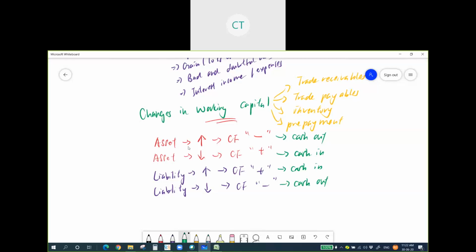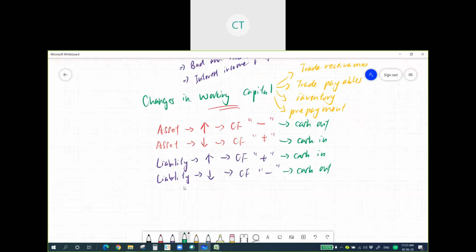Class, do I need to explain this to you? Why increase in asset is a cash out, why decrease in asset is cash in? And on the other hand, why liability increase is a cash in and why liability decrease is a cash out? Do I need to explain again? Oh, hey, give me some response. No need. Very clear, right? Yeah, because I think in the video I have explained this to you, right?